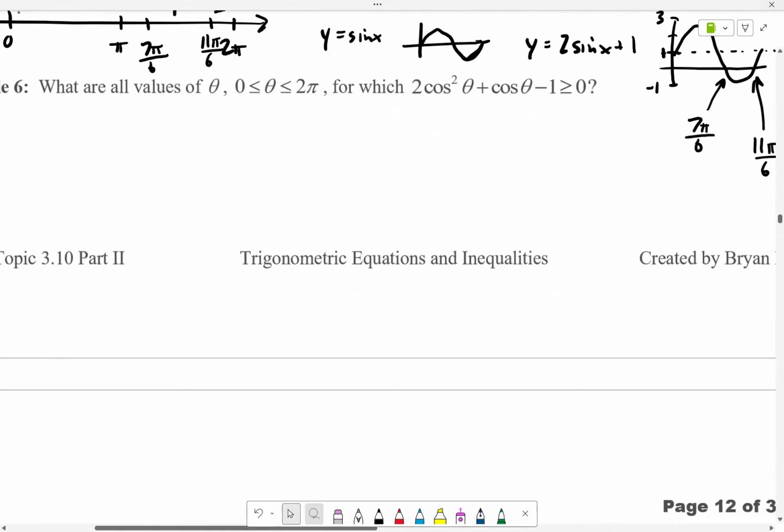Step one is, can you factor that? We know how to do this. We know how to do this.